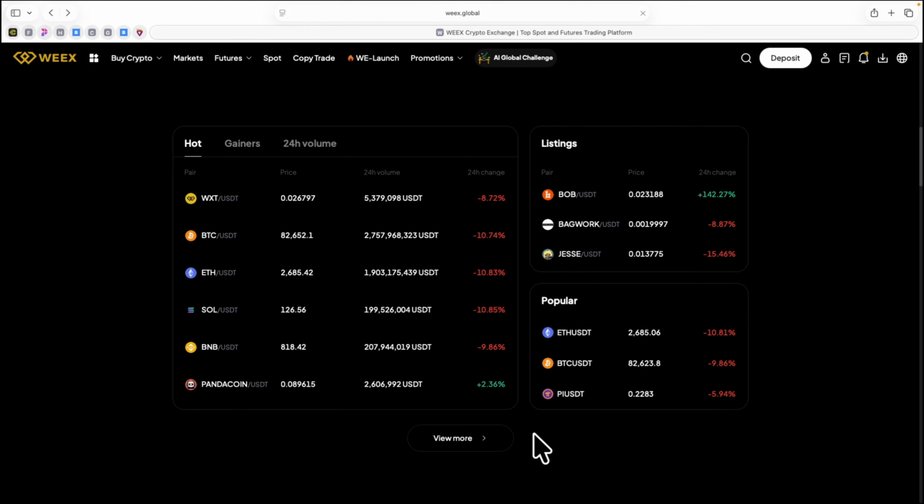Now, if you have watched the part 1 video, you remember I said on the Weex platform, there are 2 different categories of airdrops. The first one is Weex Launch, which I talked about in part 1. That's where you can get early access to coins that have not been launched. But for this second category, this is where you can get free airdrops of alt cryptocurrencies that are available right now. So let me take you through the steps.